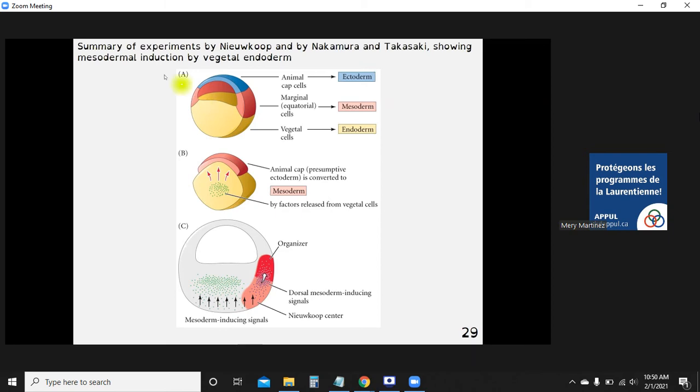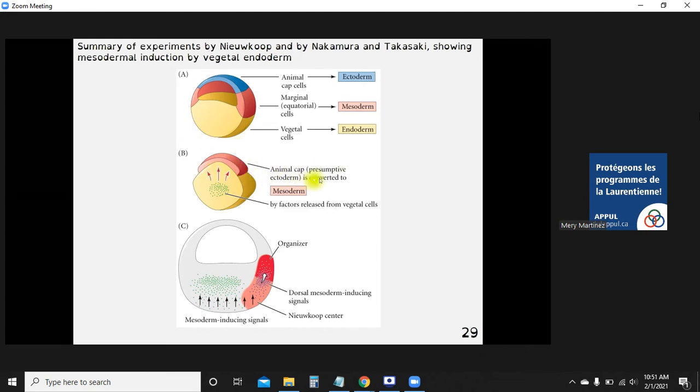So we have here the normal embryo. We have the ectoderm. These are the marginal equatorial cells that normally are the mesoderm. And here we have the endoderm, okay? So when we remove the marginal cells, which is the presumptive mesoderm, from the blastula, and put the animal and vegetal parts alone, neither the animal cap nor the vegetal cap produces any mesodermal tissue, okay? So the mesoderm produced depends on the dorsal-ventral polarity of the vegetal fragment. So that's what we have here.